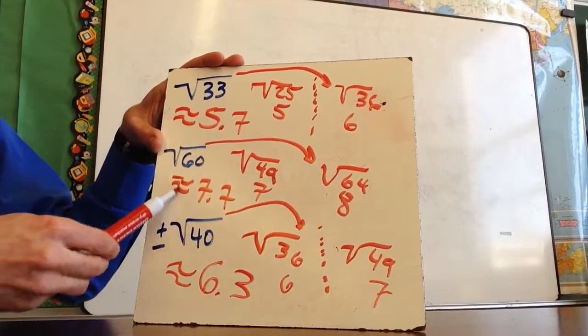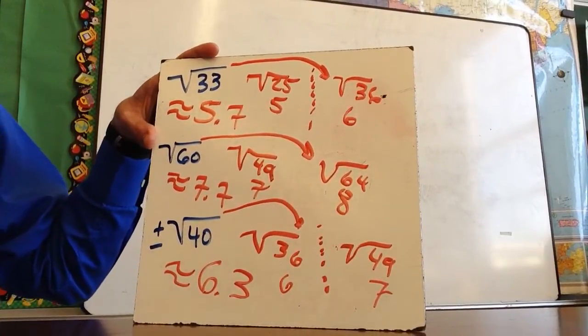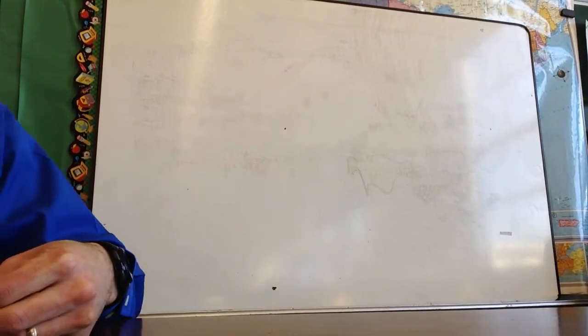So again, what we're doing is a lot of estimating, using these square roots to try to figure out what the number might be between. We're going to try not to use our calculator too much on this. We're going to just use estimation as a way of guessing approximately what the number might be.